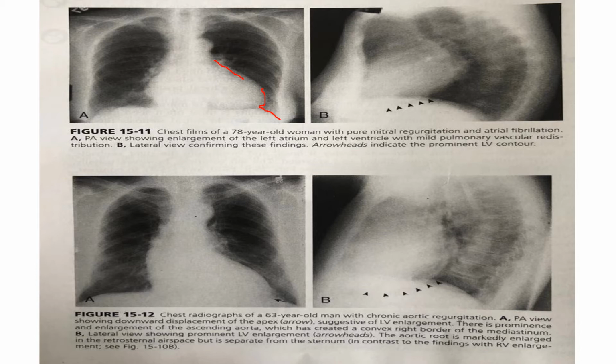Then below we have an X-ray which is of a 63-year-old man with chronic aortic regurgitation. The PA view is depicting the downward displaced apex with an obtuse angle again, indicating left ventricular hypertrophy. And also the right heart border, the upper part, which is supposed to be of ascending aorta, is also enlarged and is markedly deviated towards the right side. The lateral X-ray also confirms the presence of a prominent left ventricle.